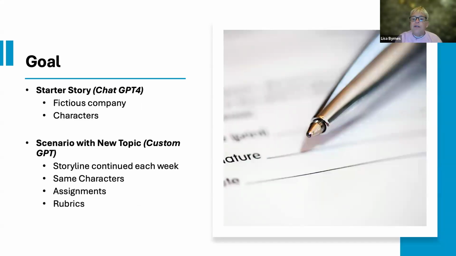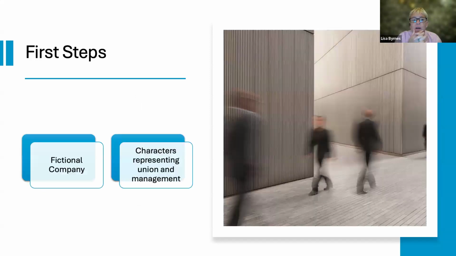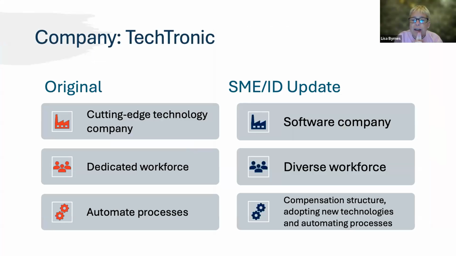It was a company with a dedicated workforce. This is what we were asking for. We were asking for 5 characters, 3 union, 2 management. It gave us some very common names. And so then we also asked it to create some background information about the characters. When it created the initial names, they were very general names, very common names that we see.